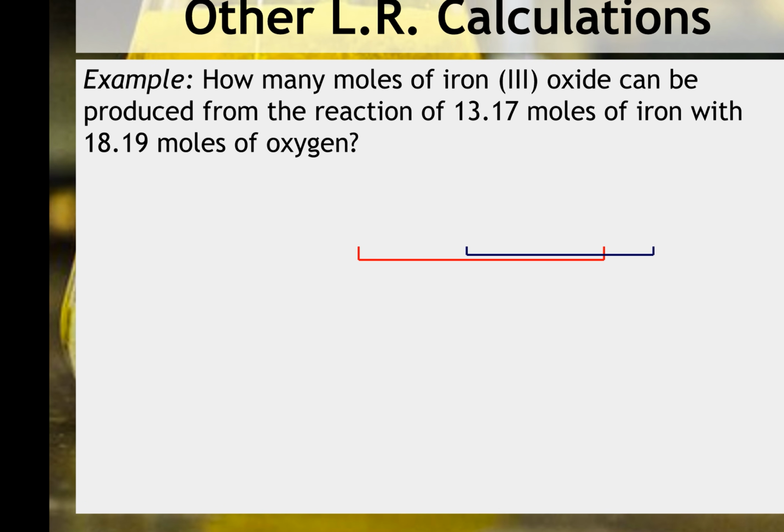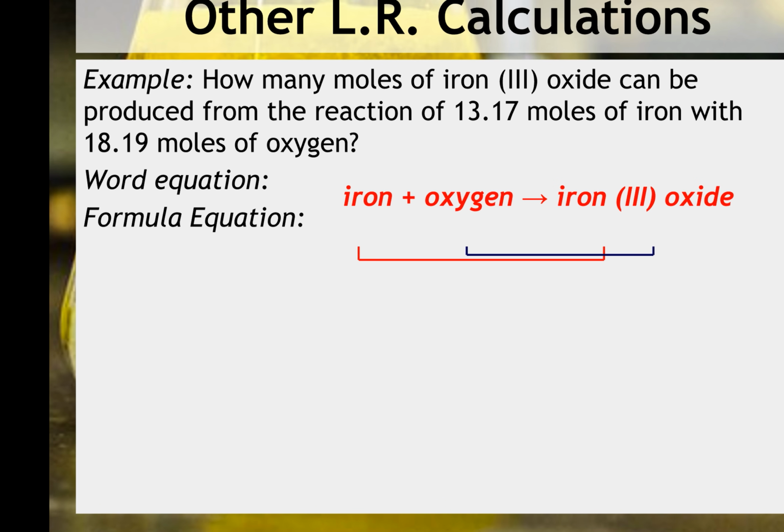Here's our example problem. How many moles of iron 3 oxide can be produced from the reaction of 13.17 moles of iron with 18.19 moles of oxygen? So the first thing I need to do is figure out the word equation, then turn that into the formula equation, and then balance that. So here's my word equation. Iron and oxygen will produce iron 3 oxide.